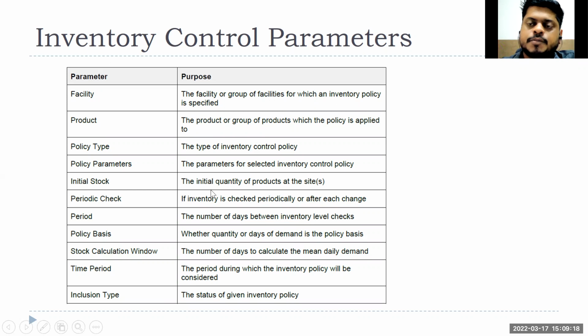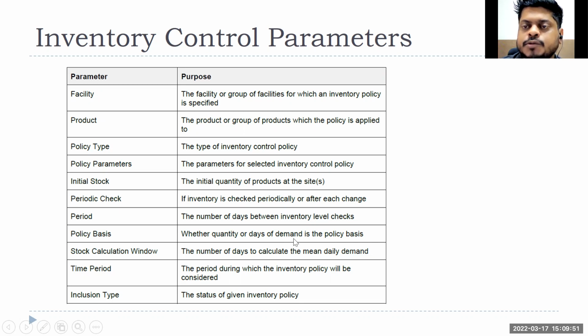Initial stock: if you remember the last simulation, in some cases we have to keep initial stock, because whenever production happens, it will take some time for replenishment. So you can define the initial stock in the warehouses. Periodic check: in some cases you need to check, say, every 3 days or 5 days, and if there is a reduction in inventory, an order will happen. That also we can simulate. Then period is the number of days between inventory level checks.